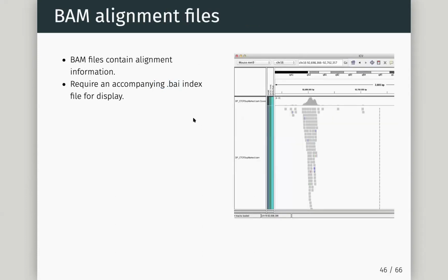BAM files contain your alignment information, so they contain sequence information, where it aligned, how it aligned, all this. That's going to be complex to display, and actually IGV does a really good job. It's going to show you your coverage, right? So it's actually going to calculate the depth of reads at every position, and it's going to show you underneath every single read.